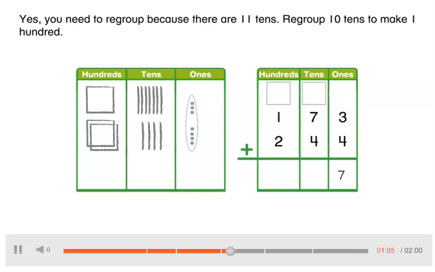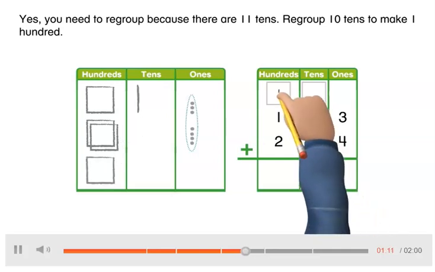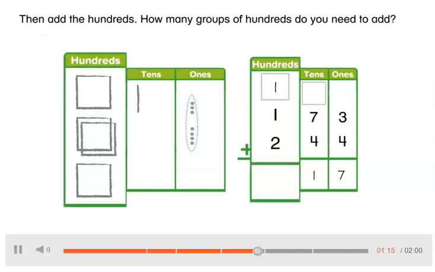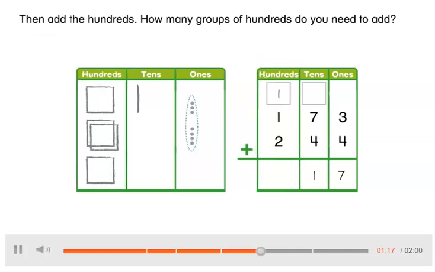Yes, you need to regroup because there are 11 tens. Regroup 10 tens to make 100. Then add the hundreds. How many groups of hundreds do you need to add?